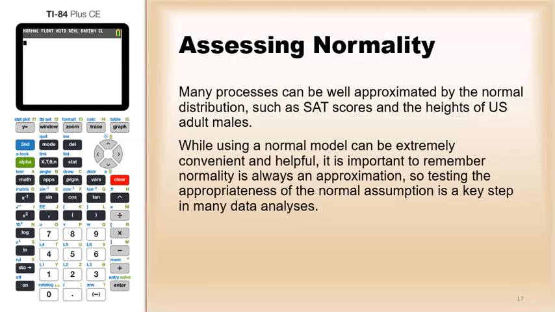Many processes can be well approximated by the normal distribution, such as SAT scores and the heights of U.S. adult males, for that matter, adult females as well. While using a normal model can be extremely convenient and helpful, especially when you're doing probabilities using the normal probability calculator, it is important to remember that normality is always an approximation. So, testing the appropriateness of the normal assumption is a key step in many analyses.